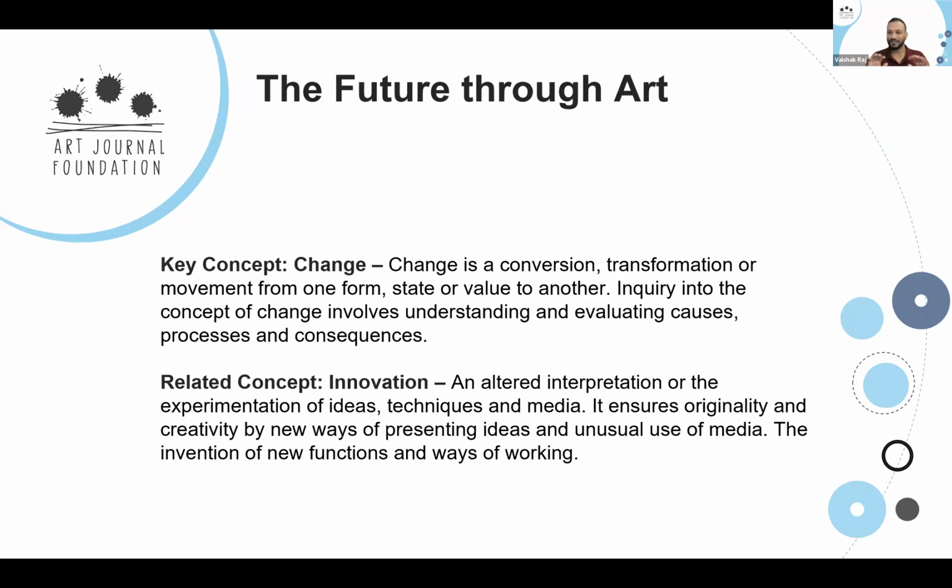Although the current PCP does not demand to select an artwork which is aligned with the SOI, it doesn't ask. But we have to keep this in mind when we select the artwork also. We are addressing the conceptual lens of innovation and change.